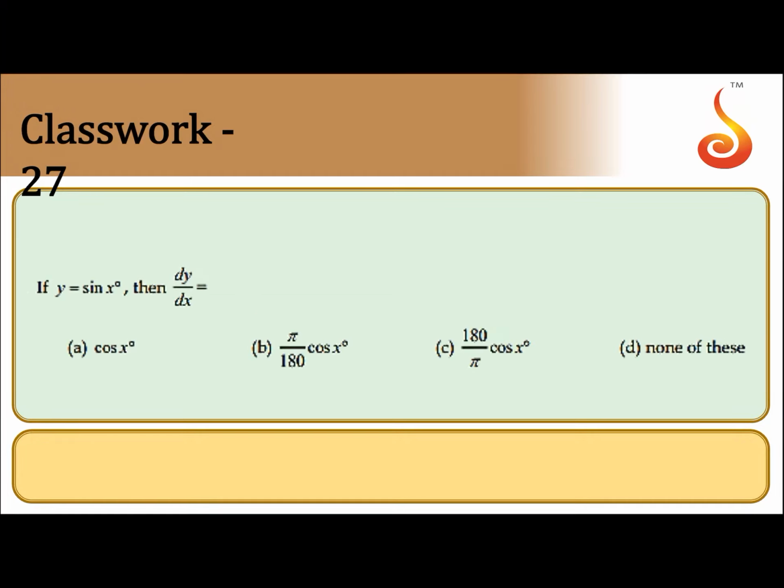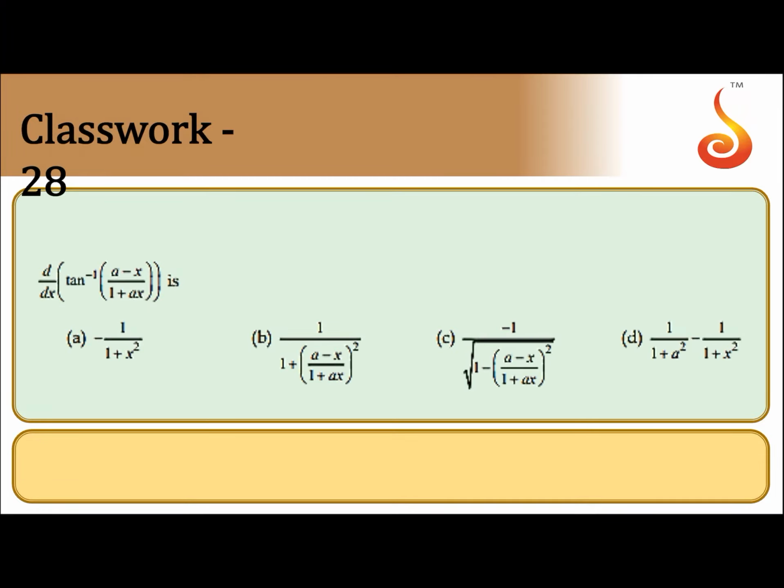Coming to the next one. y is equal to sine x degrees. You cannot differentiate a function in terms of degrees, so you have to convert to radians by multiplying by pi by 180. Then y is sine of pi x divided by 180, and you get pi by 180 cos of x degrees. So pi by 180 times cos of x degrees is the required answer, B.